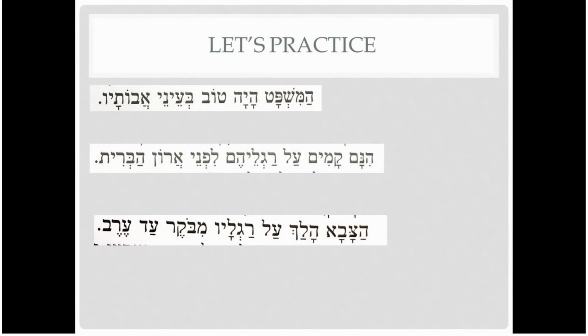Okay, let's do just a few more practice sentences. Hamishpat haya tov be'enei avotav. Okay, what do you recognize that's familiar in this sentence?